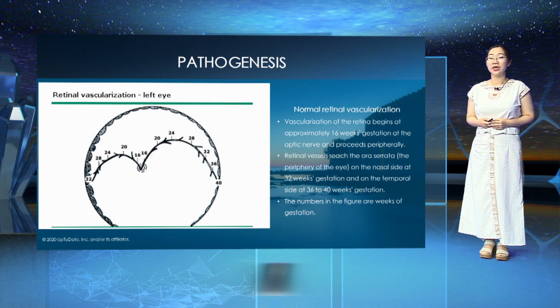Pathogenesis. Normal retinal vascularization. Vascularization of the retina begins at approximately 16 weeks gestation at the optic nerve and proceeds peripherally. Retinal vessels reach the periphery of the eye on the nasal side at 32 weeks and on the temporal side at 36 to 40 weeks. The numbers in the figure are weeks of gestation.